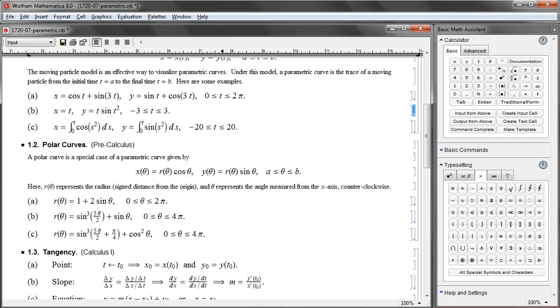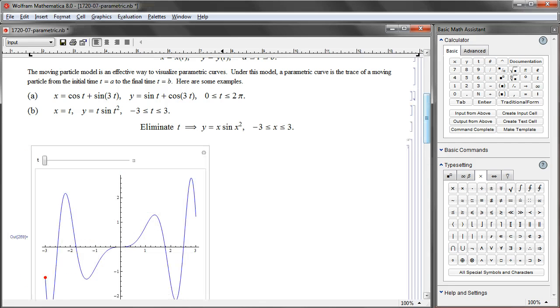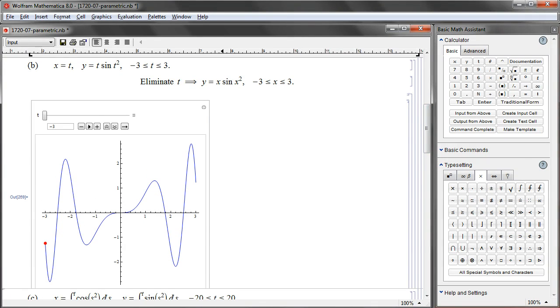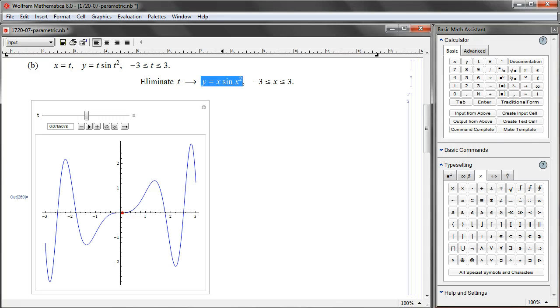Next example is not going to be a closed curve, and we get something like this, and this looks like a graph of a function, except that it has a moving particle model. And it's so natural because if you look at this parametric curve, we have x equal to t. And consequently, plugging in x equal to t into the second equation here, I get y equals a function of x, x times sine of x squared. Consequently, we get a graph of a function.